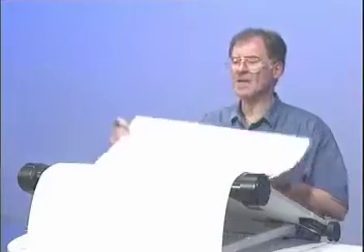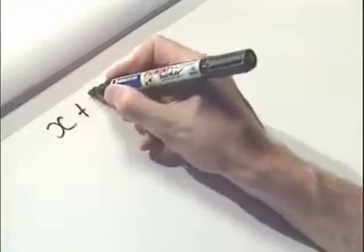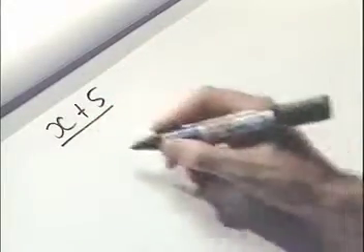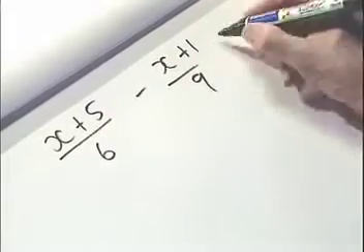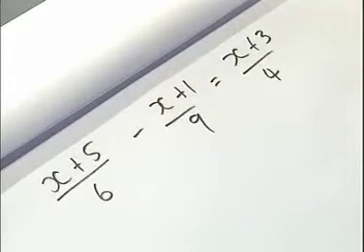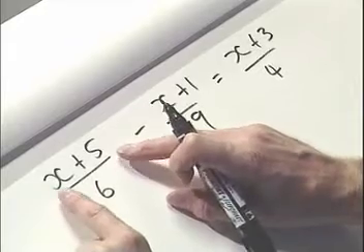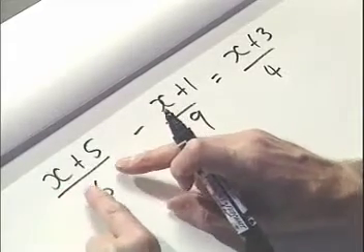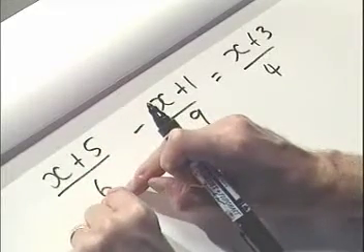Let's practice that one again and have a look at another example. So we take x plus 5 over 6 minus x plus 1 over 9 is equal to x plus 3 over 4. But we haven't got any brackets. Does that make any difference? The thing you have to remember is that this line not only acts as a division sign, but it acts as a bracket. It means that all of x plus 5 is divided by 6.